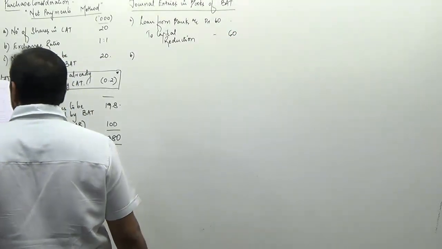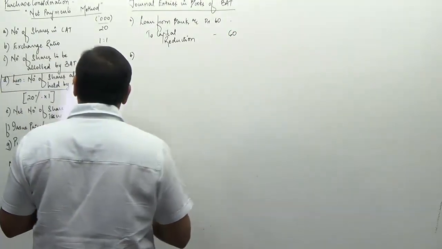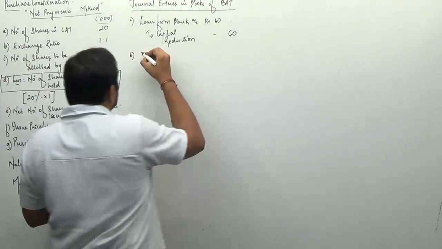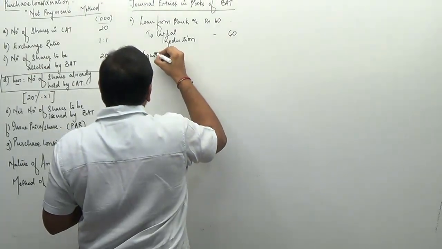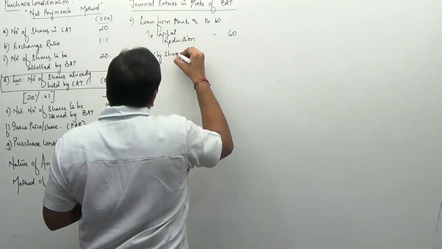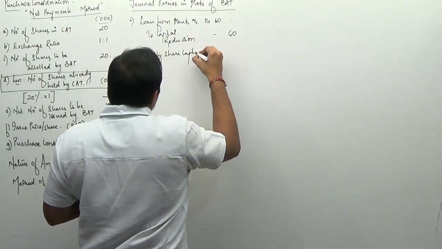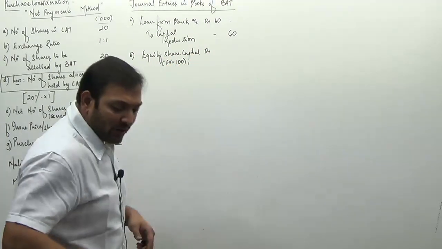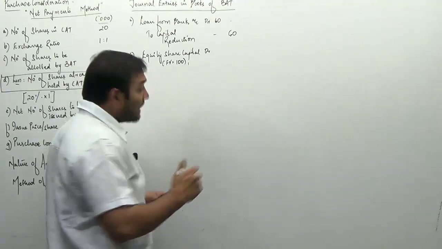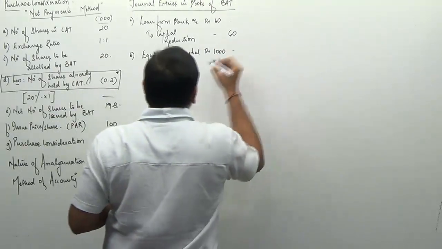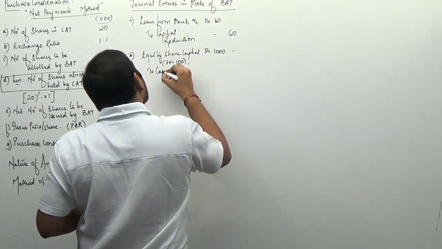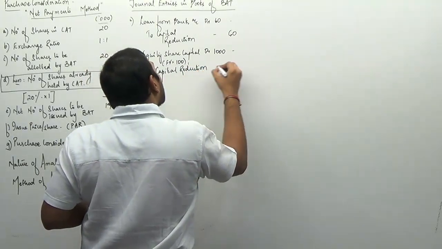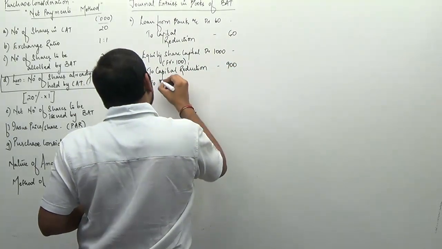Second one: each share will be reduced to 10 and then consolidated to form a 100 rupee share. So splitting it down to 10, that means the reduction per share is 90. Equity share capital account debit, face value rupees 100. Debit the equity share capital first. BAT Limited's equity share capital was 1000. Capital reduction 900.